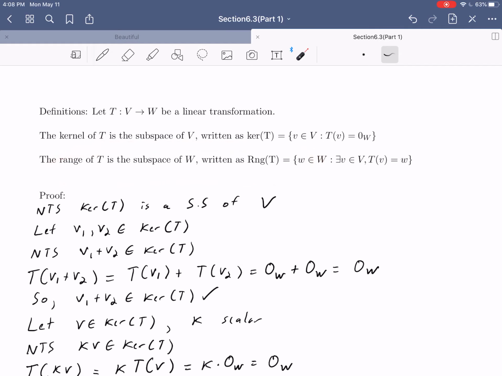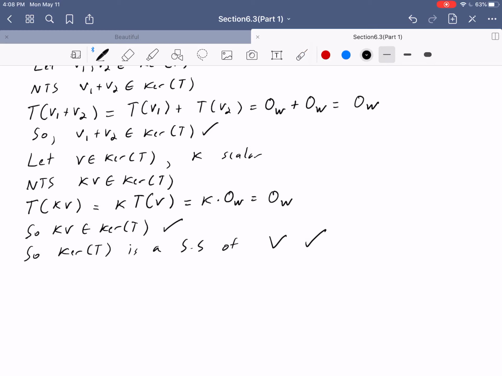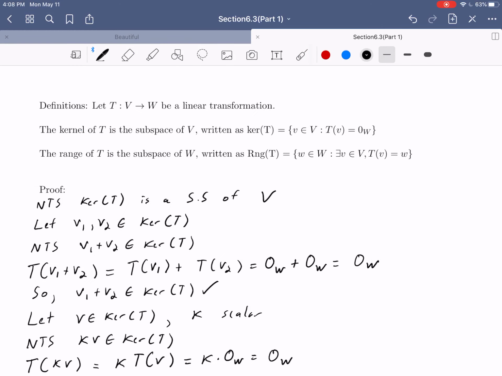Now we're going to deal with the range. The range is always a little bit harder to work with just because the definition of the range is a little bit confusing. To be in the range, you are a vector of W. Things in W are elements of the range, but to be in the range, you have to have a vector in V that allows you to be mapped to W. So you have to make sure you understand that the things in the range of T are vectors in W, but they're the vectors in W such that we know there's a vector in V that gets mapped to that vector in W.